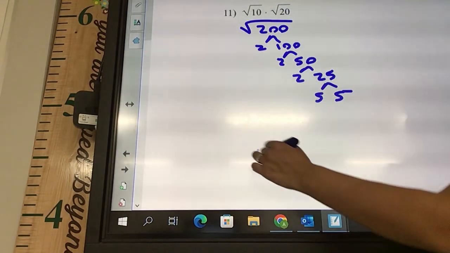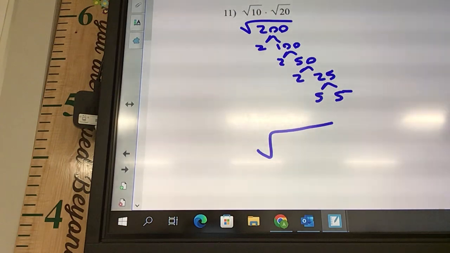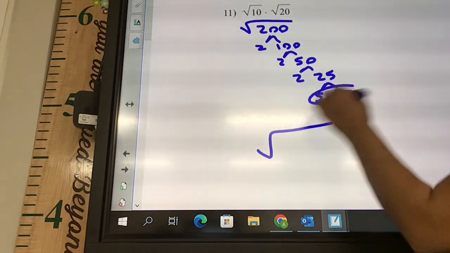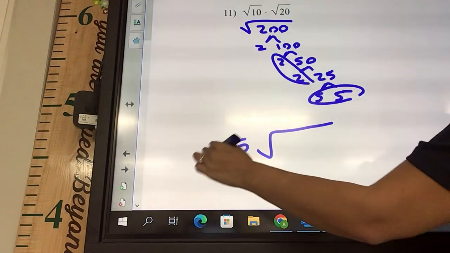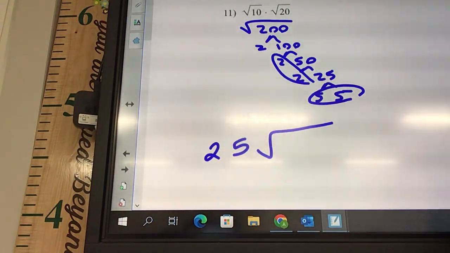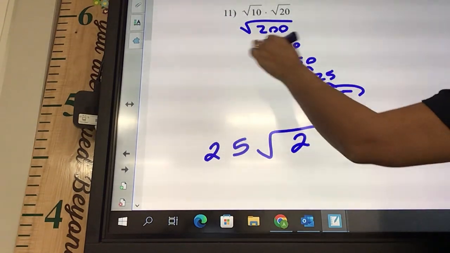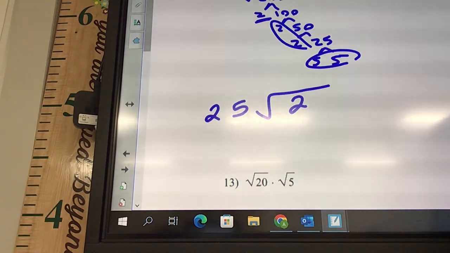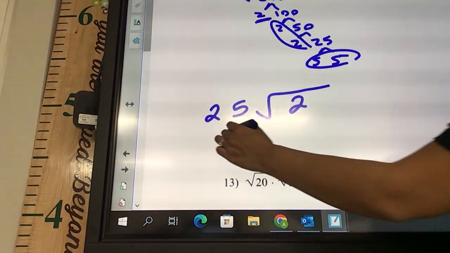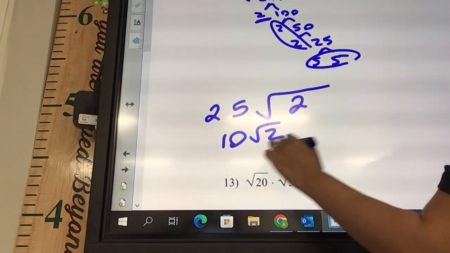Okay, so who can go? The set of 5s. Who else? A group of 2s. Who cannot go? The single 2. Okay, this guy right here, he can't go. He doesn't get a match. And then what do we do with that 2 and that 5? Multiply. So 2 times 5. It's going to be 10 square root 2.